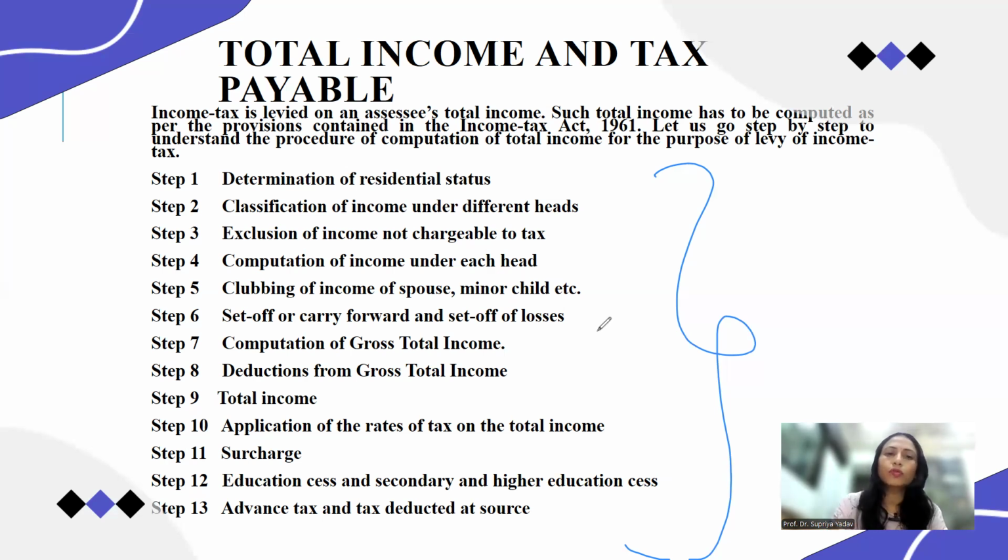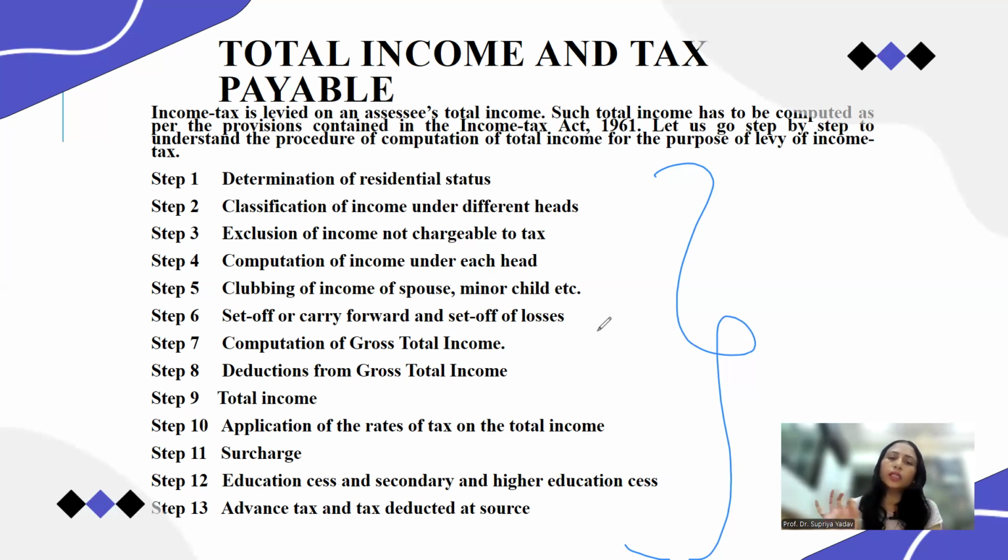Then the computation of gross total income. After totaling all the sources, that is the 5 sources of income, we have to club the spouse and minor child's income. Then we have to set off the losses. Then after that we will get the gross total income.